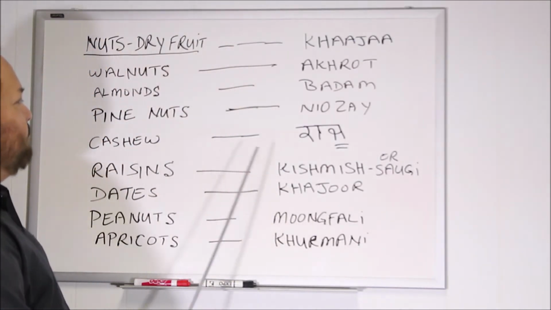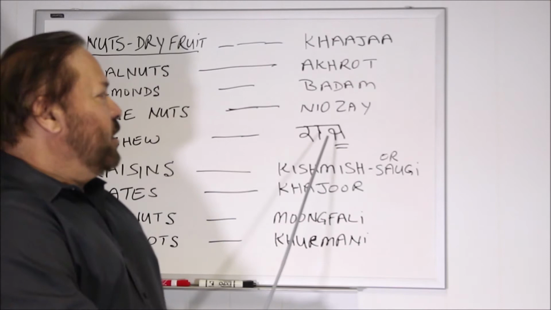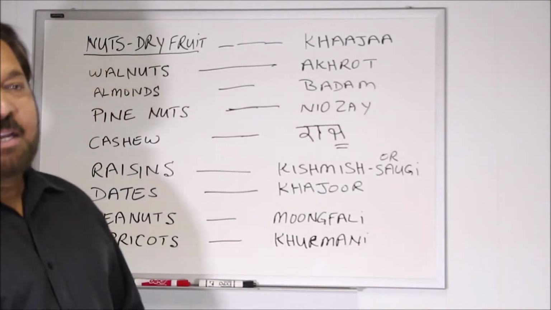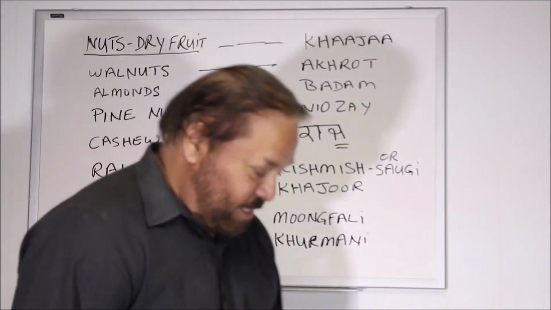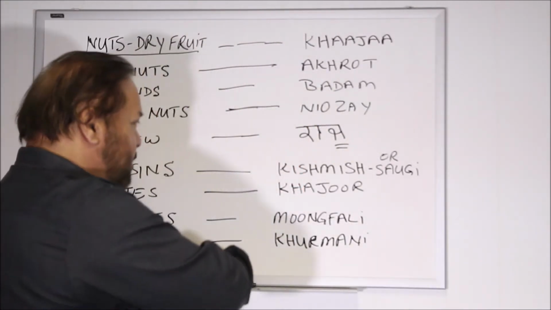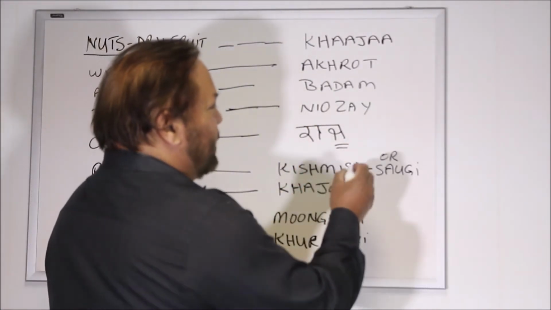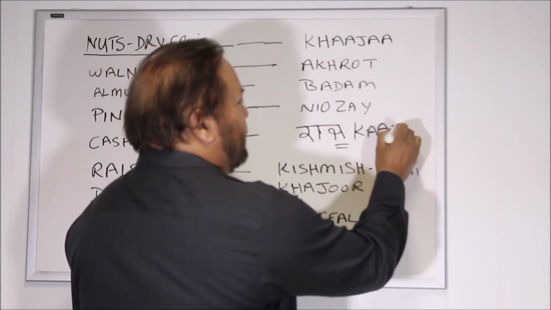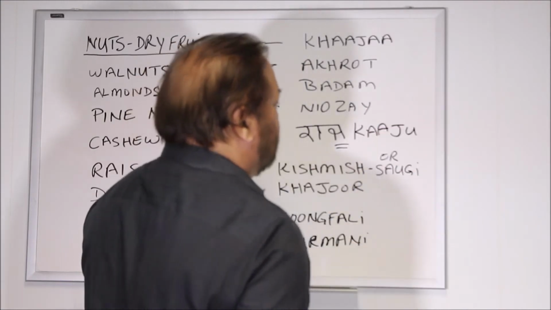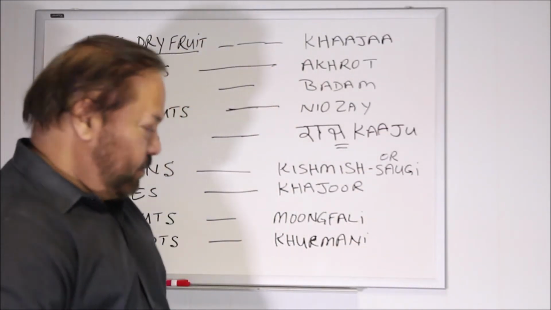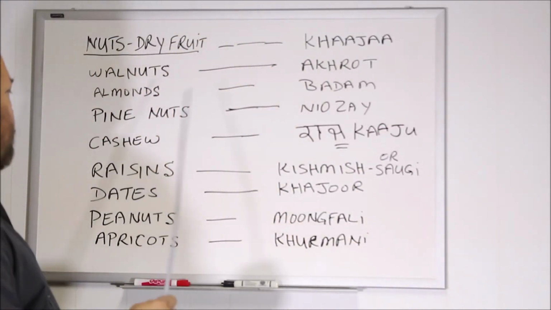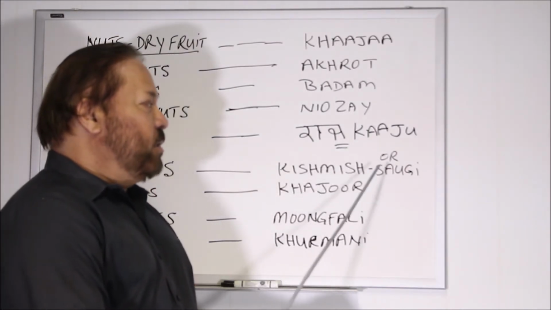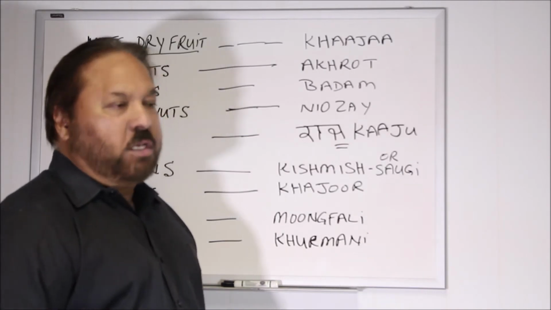And cashews, we call it kaju. Look at the mistake I made. I written down in Punjabi language. I can write down here. Kaju, cashew. Raisins, kishmish, or soggy.